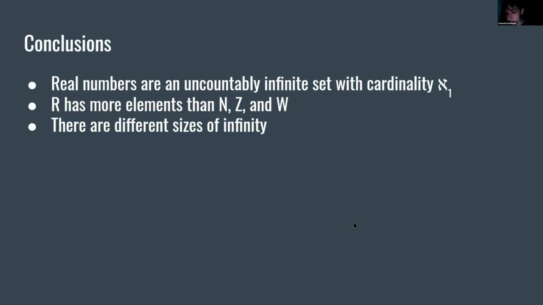Okay, so that was pretty perfect timing. This is the last slide, and then we'll have time for a few minutes of it. So just to go over everything we just talked about: real numbers are an uncountably infinite set, and they have cardinality Aleph 1. The real numbers have more elements than the natural numbers, the integers, and the whole numbers. And in this process, we've also learned that there are different sizes of infinity. So some infinities, like the number of elements in R, are bigger than other infinities, like the number of elements in N.